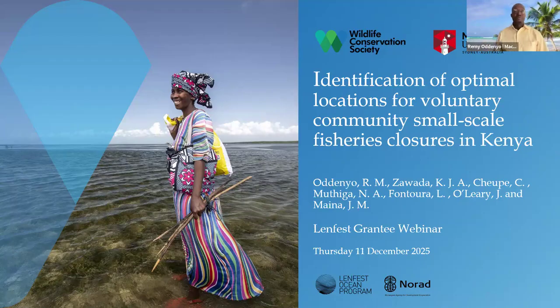So my name is Rami Odenyo, and I'll be taking you through a project that we implemented in Kenya, where we sought to identify optimal locations of small-scale fisheries closures. And this was a collaborative research partnership between the Wildlife Conservation Society and Macquarie University, funded by the Lenfest Ocean Program and NORAD.